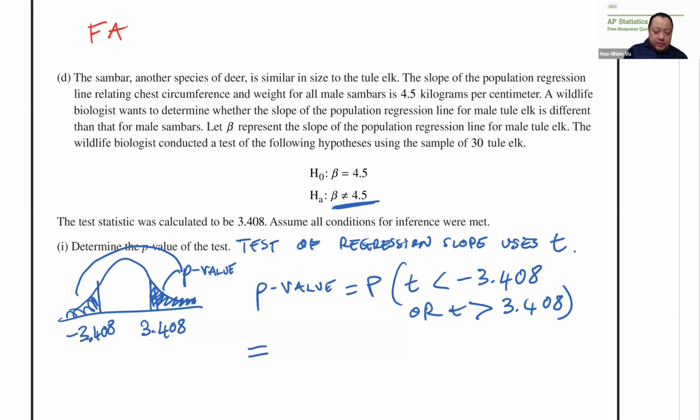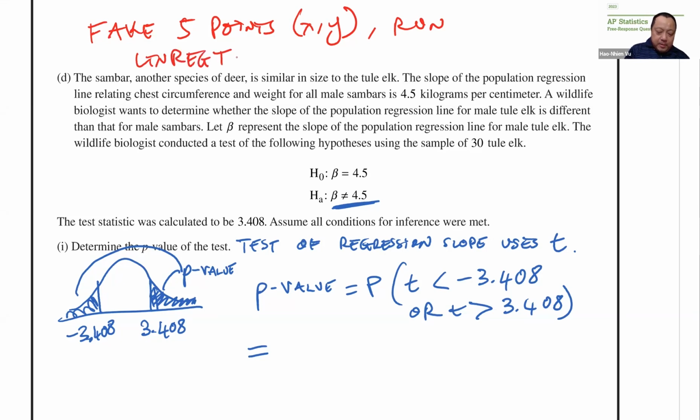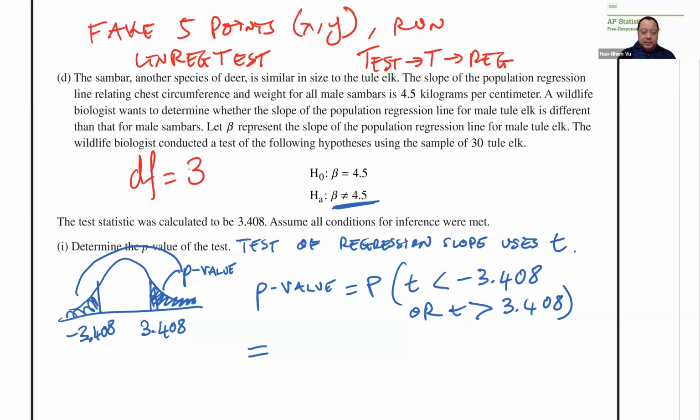I would fake, let's say 5 points, x, y. And then I would run my test. So on the TI it would be lin-reg t-test. On the Casio, it would be test, t-reg, and see what the degrees of freedom is equal to. Well, you will find out that it will show DF equals 3. Then you say, aha, it's not n-1, it's n-2. So that's how you remind yourself that the degrees of freedom is n-2.